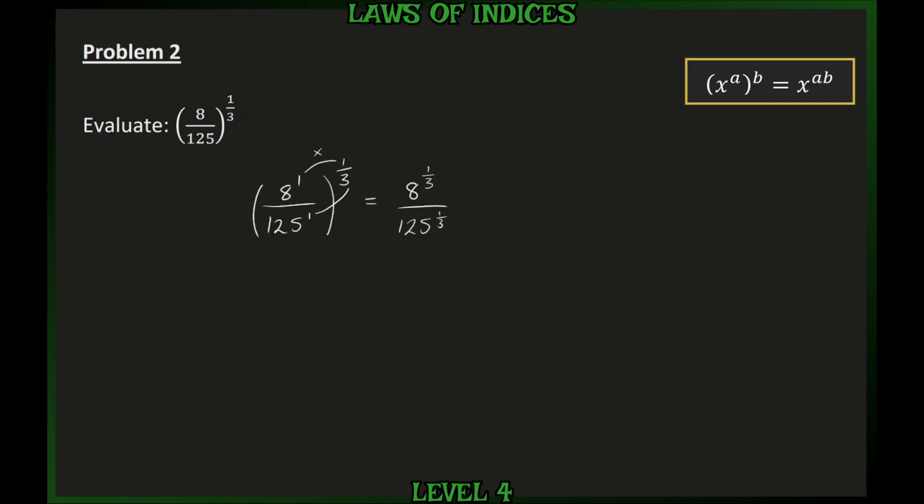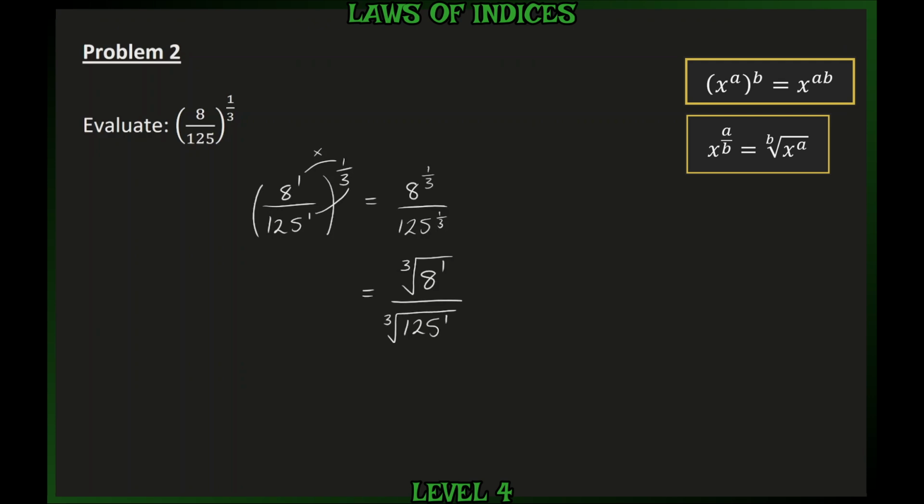Now, since both our numerator and denominators have fractional powers, we're going to rewrite these using this law. And the law tells us that the numerator of each fraction is the power, and the denominator is the root. So this means that we can rewrite 8 to the power of a third as 8 to the power of 1, and then we can take the cube root of that. And exactly the same on our denominator, we can rewrite 125 to the power of a third as 125 to the power of 1, and then take the cube root of that.